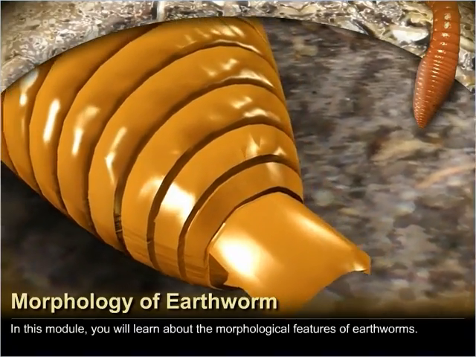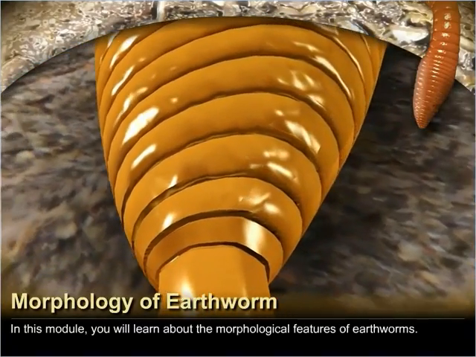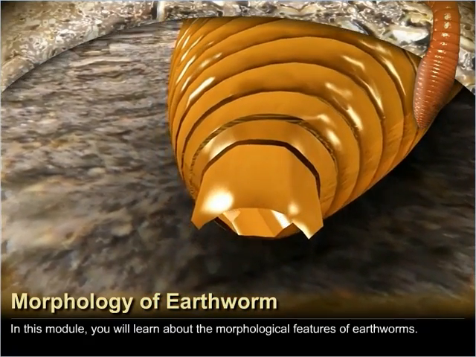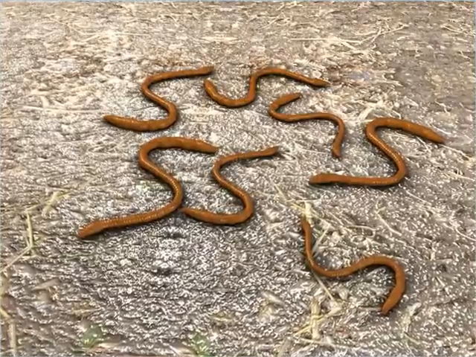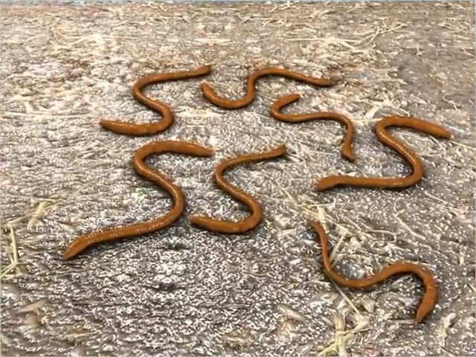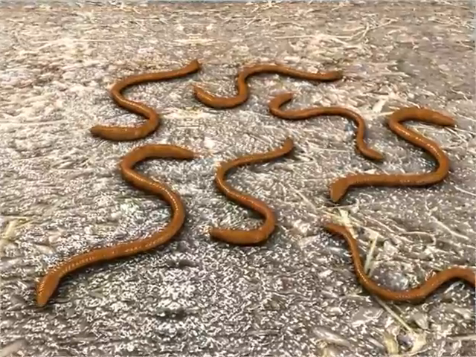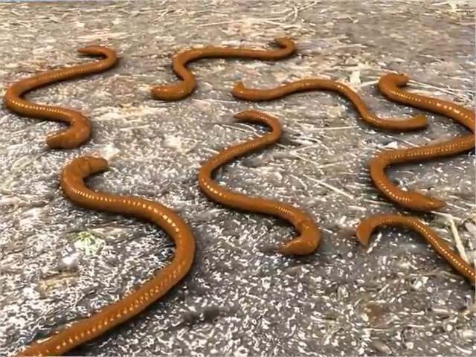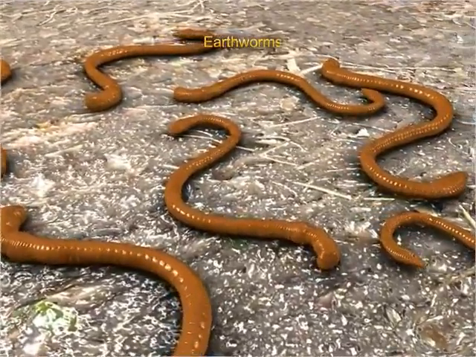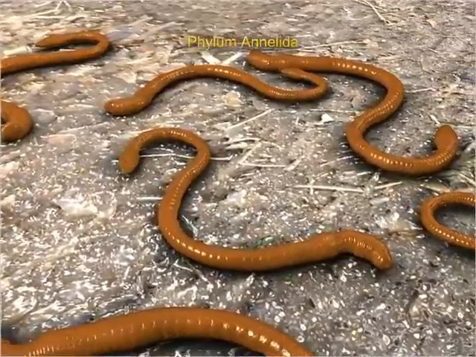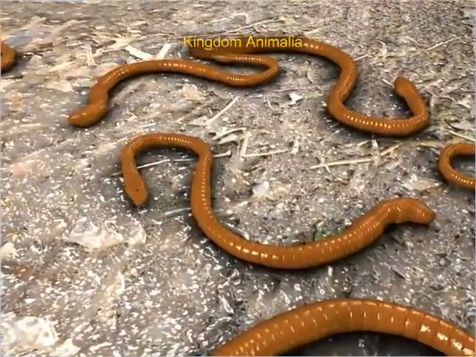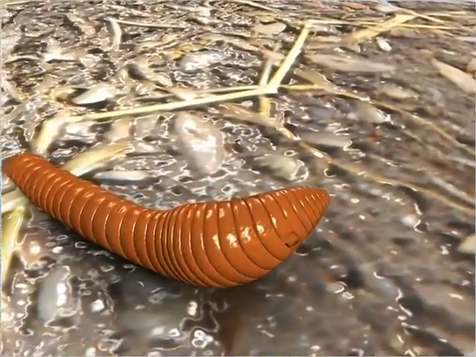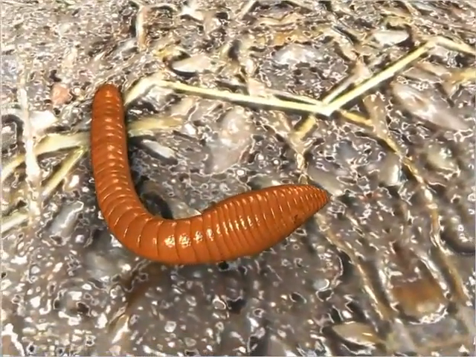Morphology of Earthworm. In this module, you will learn about the morphological features of earthworms. In the rainy season, you all must have observed worm-like tiny creatures creeping on the wet soil. These are earthworms. Earthworms are invertebrates belonging to the phylum Annelida of the kingdom Animalia. Earthworms are cold-blooded, nocturnal and terrestrial organisms that generally live in burrows.